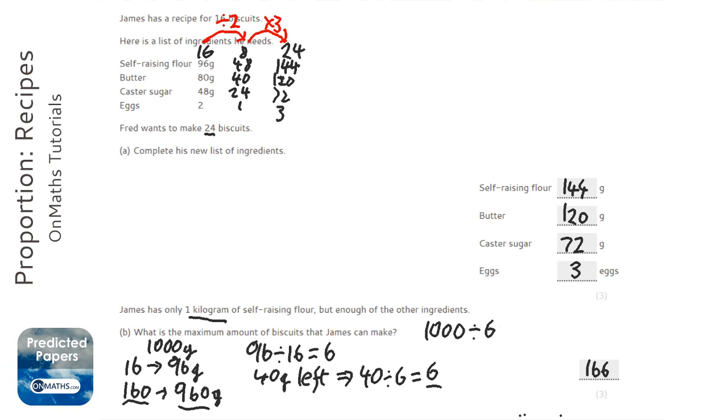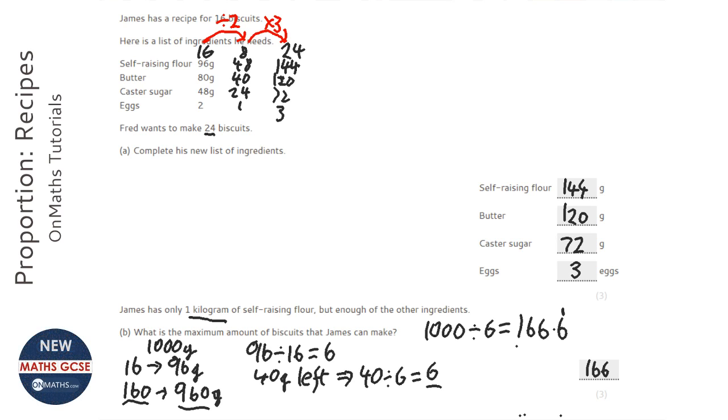Now you could have done this with a calculator straight away by just doing 1,000 divided by 6. And when you do that on the calculator, 1,000 divided by 6 is 166.66, or 6 recurring I should say. And that means we can get 166 biscuits and we'll have some left over. So the amount of biscuits we can make is 166.